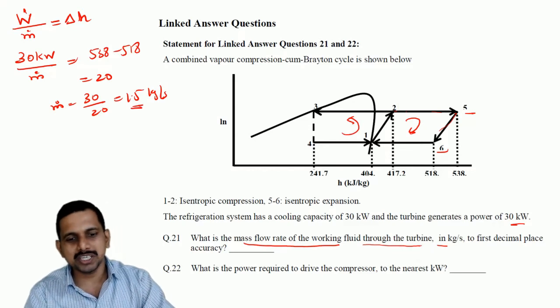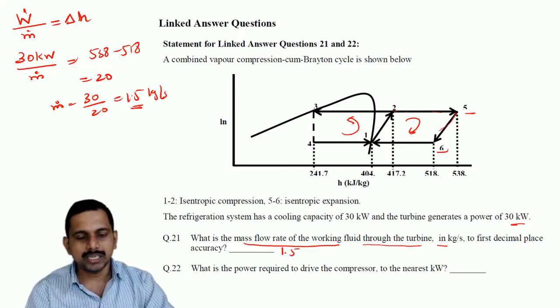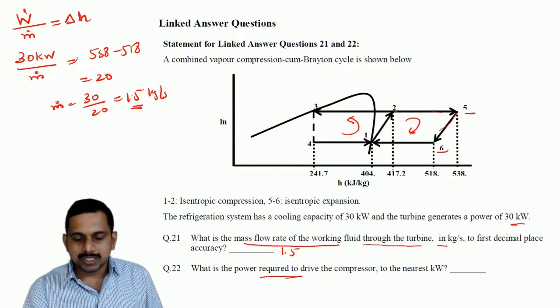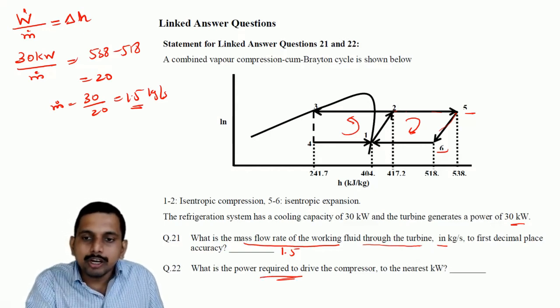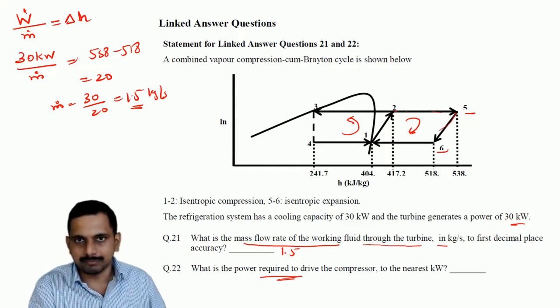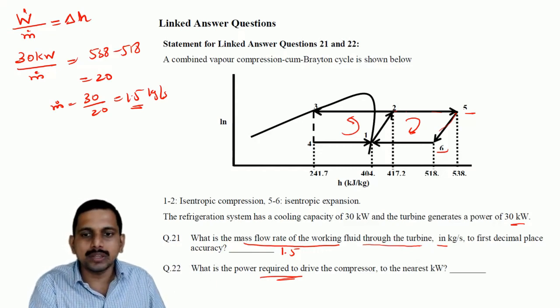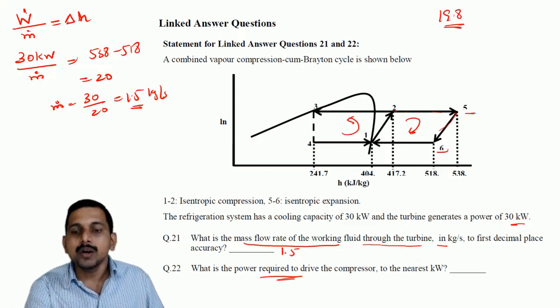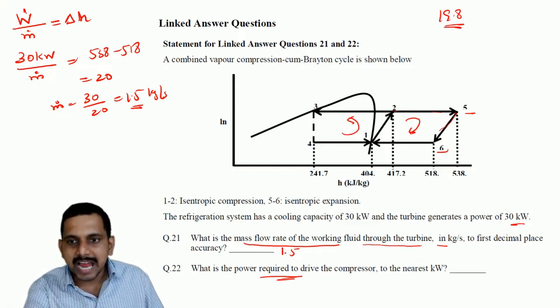So it's one of the easiest questions we have. Difficult looking, easy question. Okay, next one. What about this? Here there is a catch. We cannot put it directly here saying 417 minus 404 into 1.5. People will do that. If you do that, you're gone. Because the answer through that method will be 19.8, which is the wrong answer. Why is it wrong? Because we have not taken into consideration the vapor compression side, which gets added up to this.